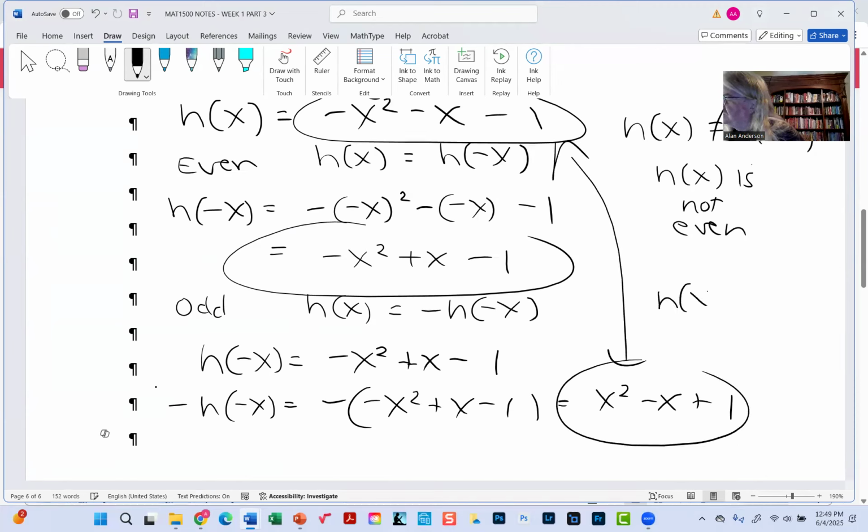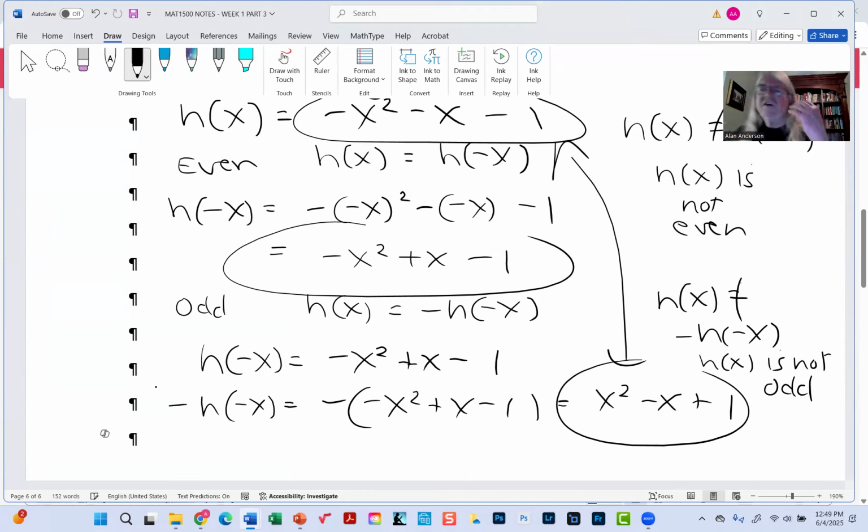Okay, so h of x does not equal negative h of negative x. So therefore, h of x is not odd either. And it's just neither, right? A lot of functions are neither. All right, it's not that unusual.